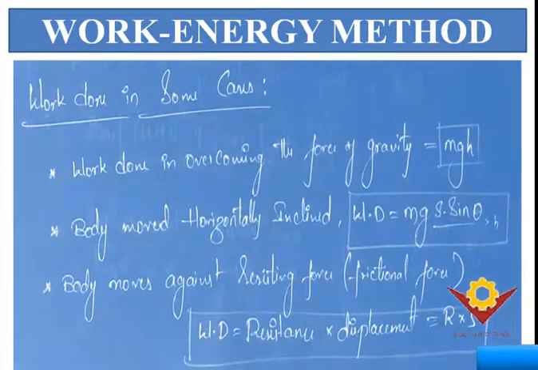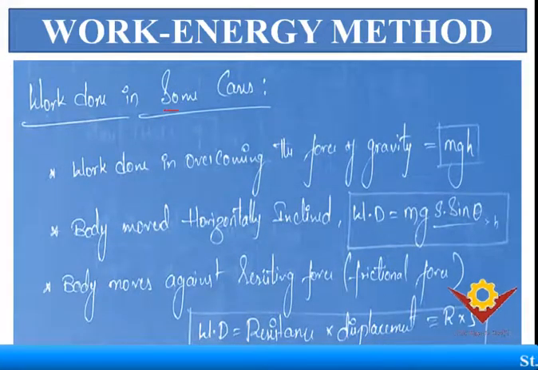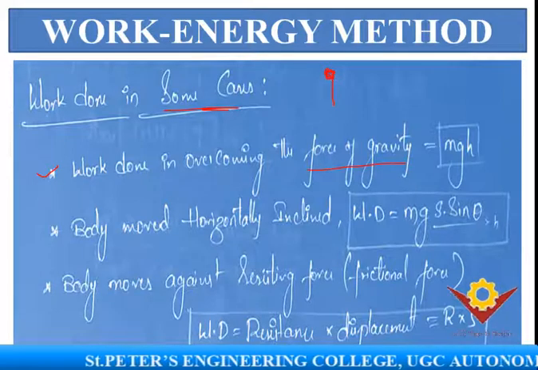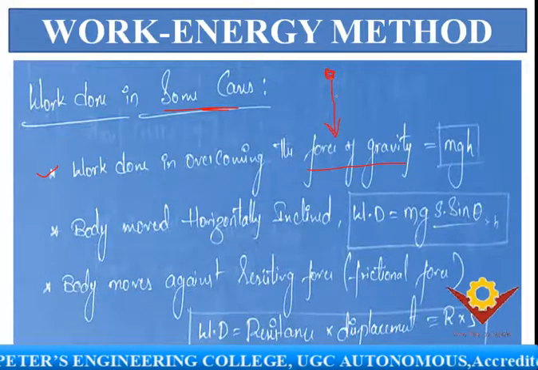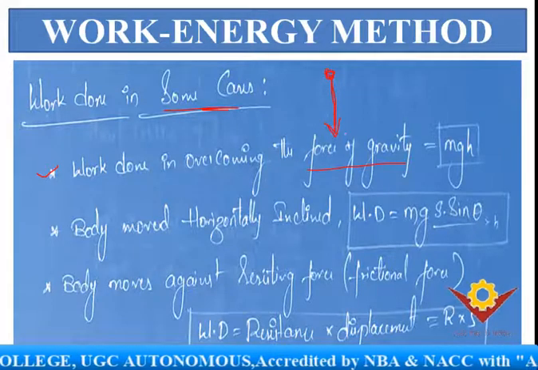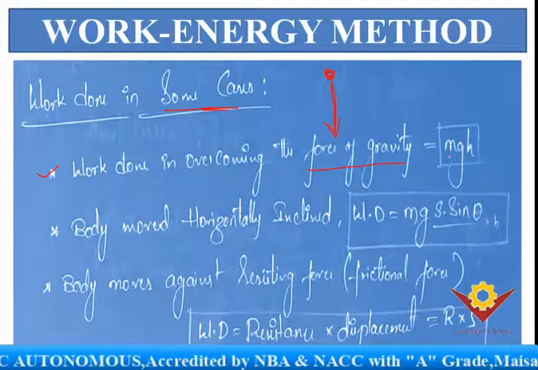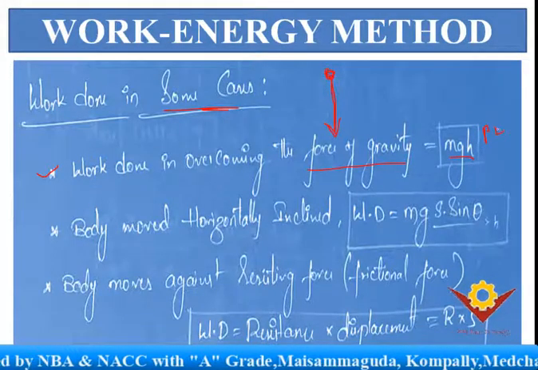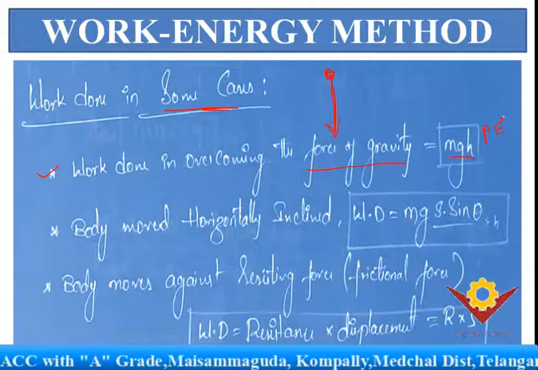Now we'll see the work done for some different cases. Okay, the first one, work done in overcoming the force of gravity. When a ball or a stone is falling freely, there is work done, right? The work done for a freely falling body is mgh, that is your potential energy. And this is also one type of energy, right?